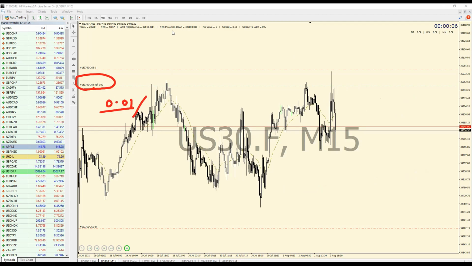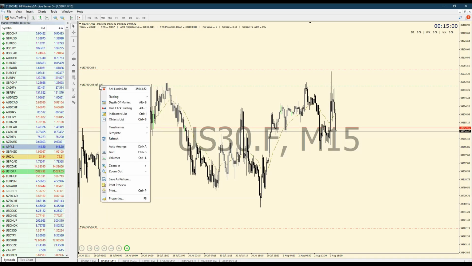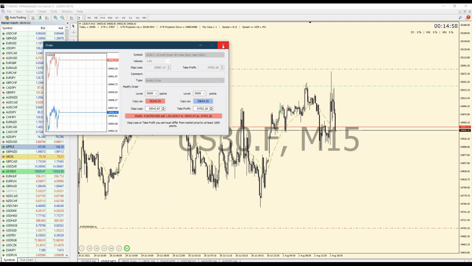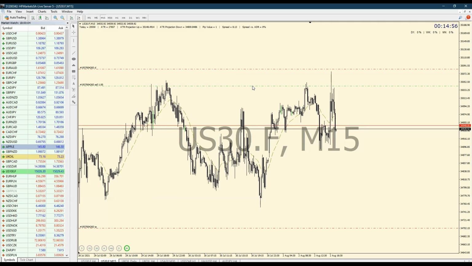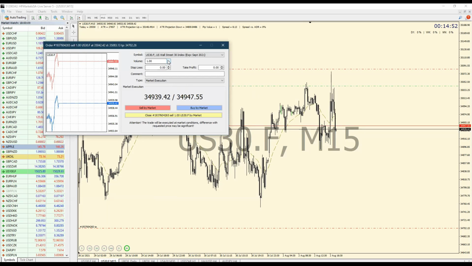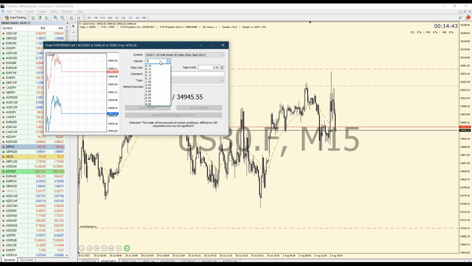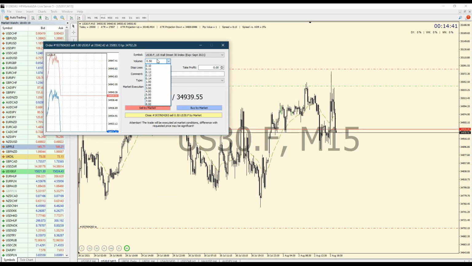Okay, so what I'm going to do now is close this trade, but I'm not going to close the whole of it. I'm going to right click on the position right here, and I go to close. Before I close, I'm going to change the lot size. You see where it says volume, I'm going to change that to 0.5 because I just want to close half. I don't want to close the whole of it.